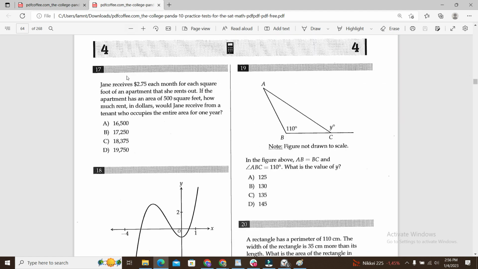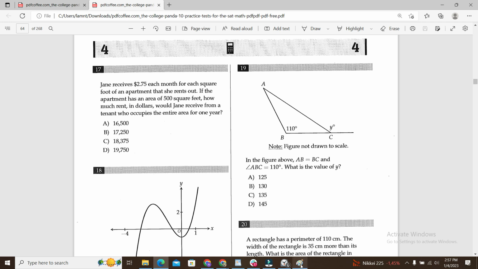There, like that, okay. So for question 17, Jane received $2.75 each month for each square foot of an apartment she rents out, okay? If the apartment is 500 square feet, how much rent in dollars would Jane receive from a tenant who occupies the entire area for a year?